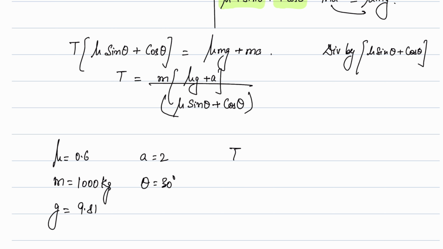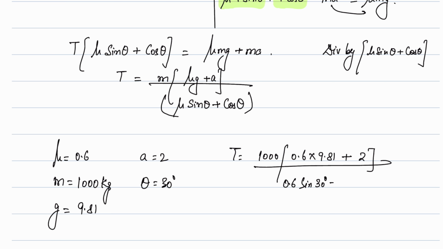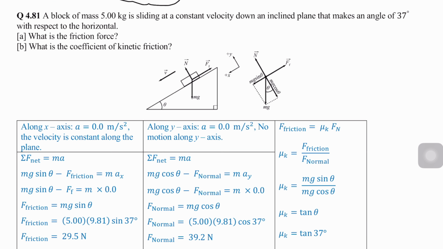So once you solve it, T is equal to 1000 times (0.6 times (9.81 plus 2)) divided by (0.6 sine 30 degree plus cosine 30 degree). You solve it, you will get T is equal to 6760 Newton. Clear? Okay.